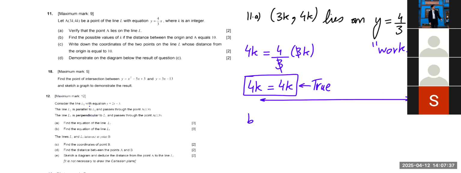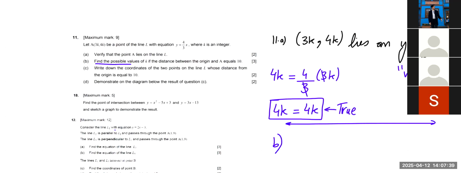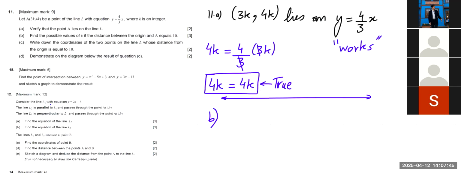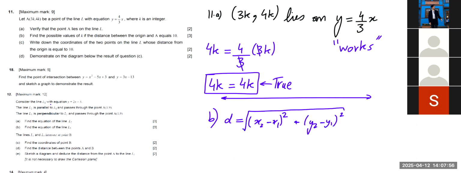Part B. Find all possible values of k if I tell you that the distance between the origin and the point A equals 10. We already talked about the distance formula, right? X2 minus x1 squared plus y2 minus y1 squared, square root. Between any 2 points, you can find the distance using this formula, correct?